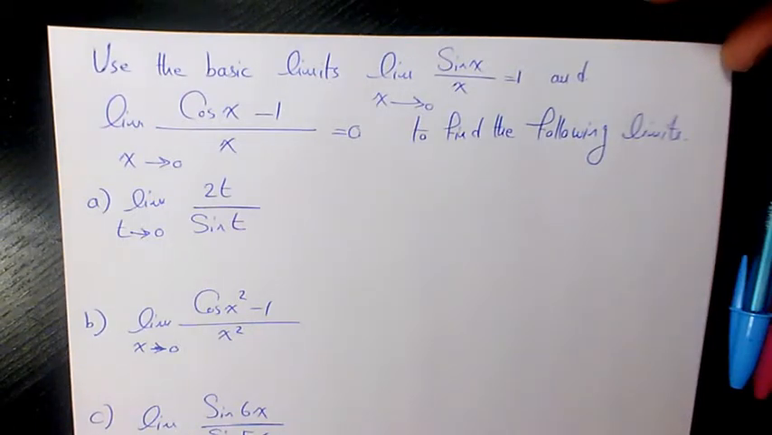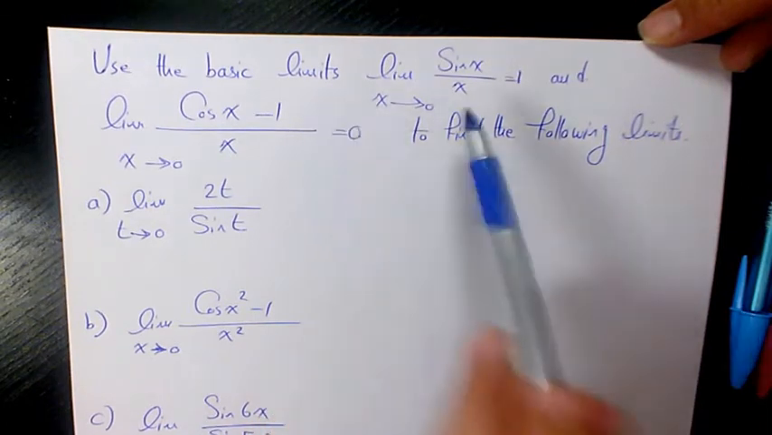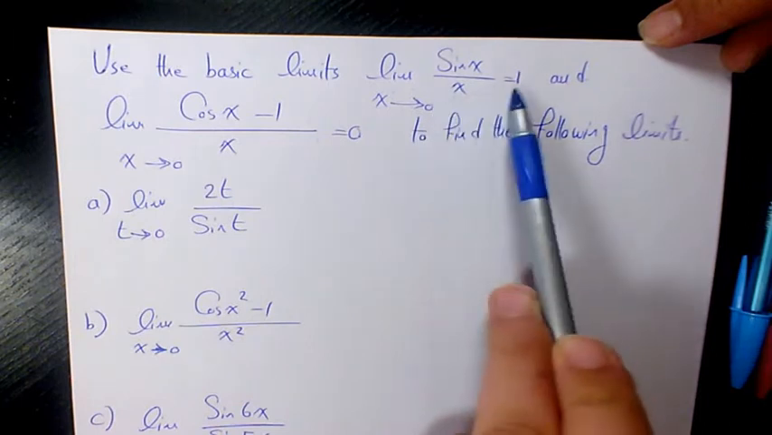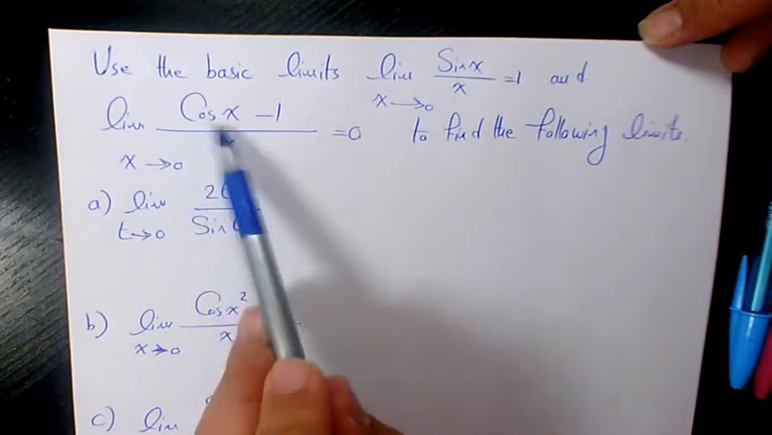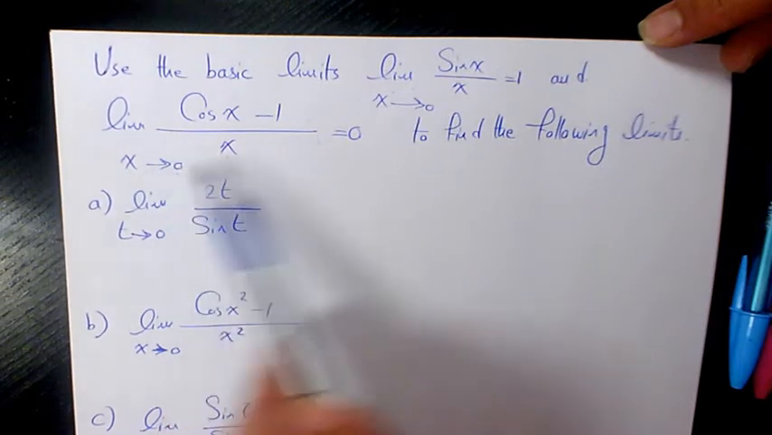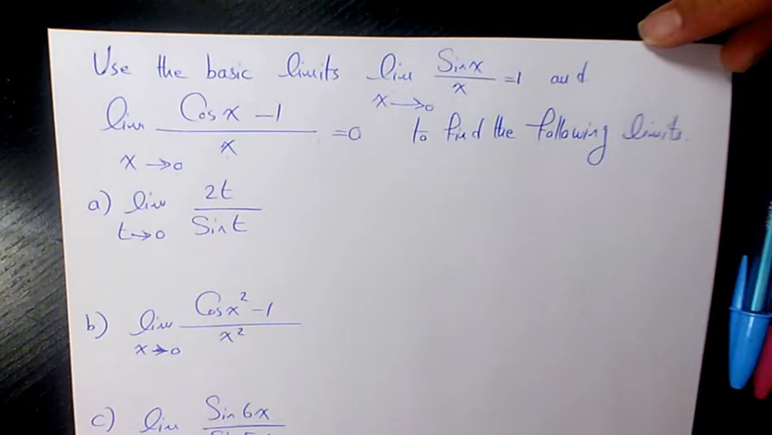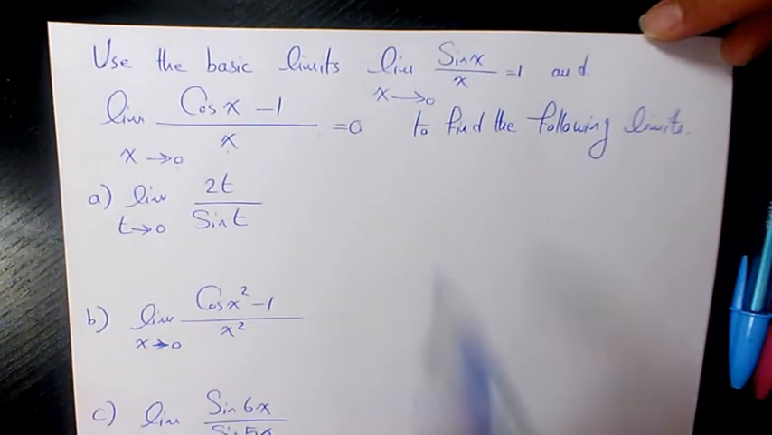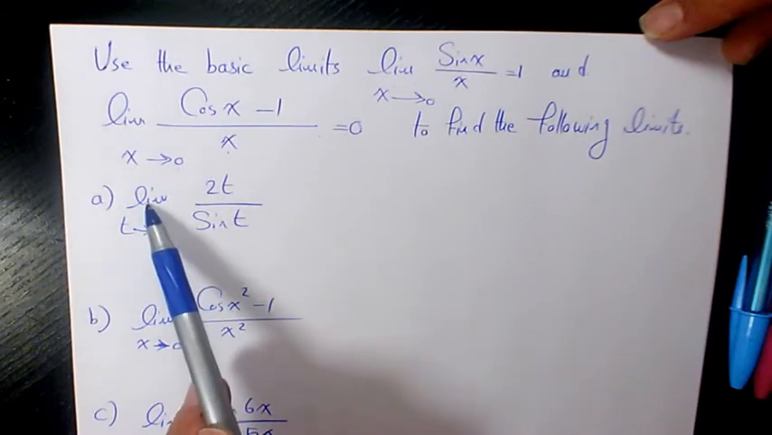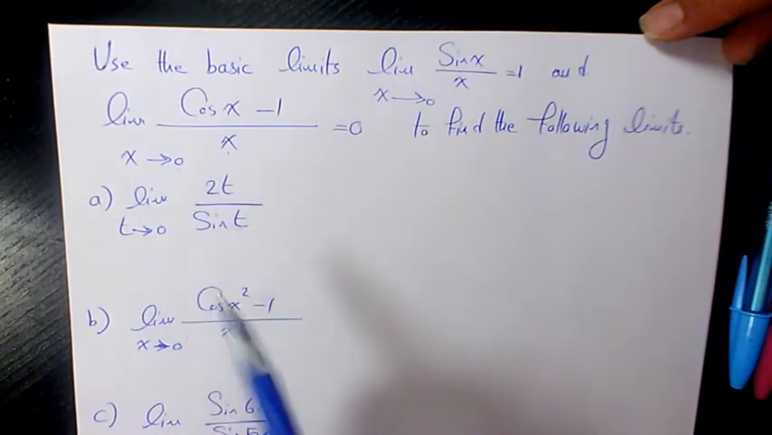Welcome to another video. In this video I want to show you how to use the basic limits: the limit of sine x over x when x is approaching 0 equals 1, and the limit of cosine x minus 1 over x when x is approaching 0 equals 0, to find the following limits. We have 4 different questions and based on these 2 limits we need to answer. First one is the limit of 2t over sine t when t is approaching 0.